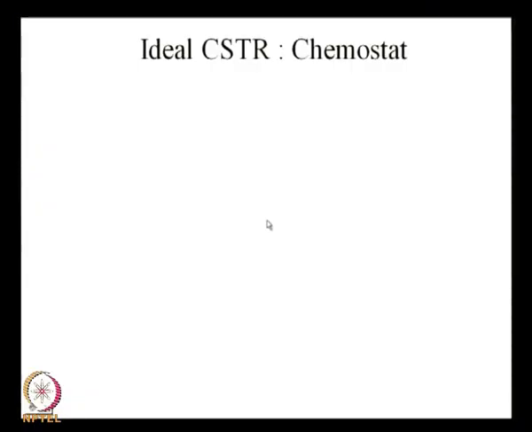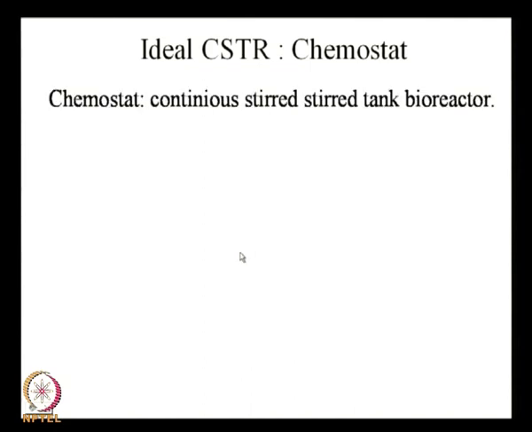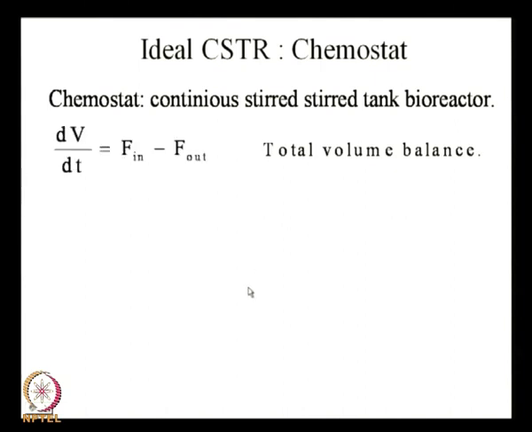So, the chemostat, as you can see over here, is an ideal CSTR, because it is stirred and continuous and so on. The first thing you need to do is the total volume balance. The total volume balance is very straightforward: dV/dt equals F in minus F out, the feed coming in minus the feed going out.